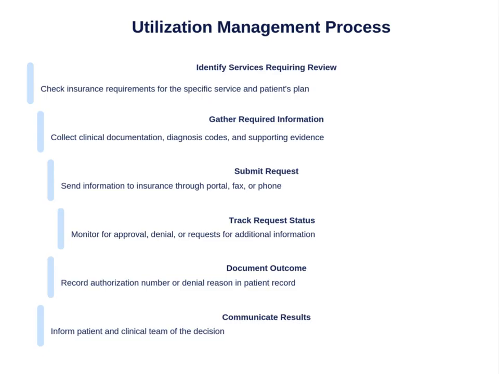And you can track the status of these, either pre-certifications or pre-authorizations, depending on what method you used. And then you would want to document any outcomes, including they always give you an authorization number, and a timeline that says it's approved from this date to this date. Those have to be documented in the patient record. If it was denied, the reason for denial would have to be in there, and then you would want to communicate that to the patient.